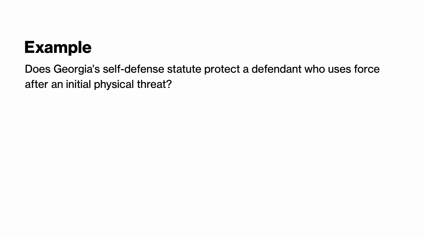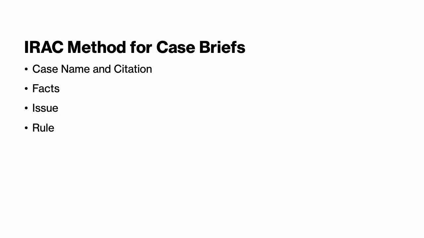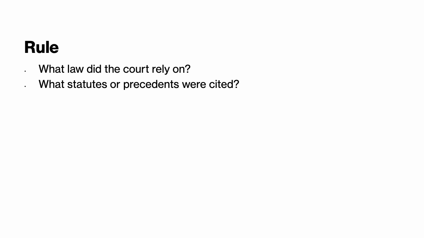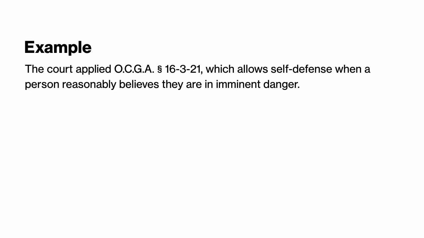Now we're going to use the rule. And the rule is like, what law did the court rely on and what statutes or precedents were cited, okay? For example, the court applied OCGA section 16-3-21, which allows self-defense when a person reasonably believes they are in imminent danger.